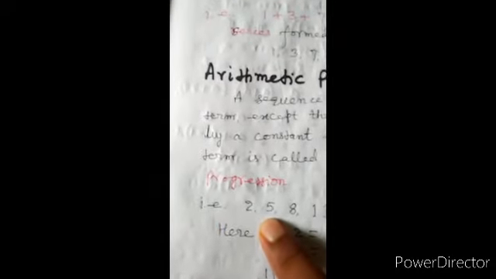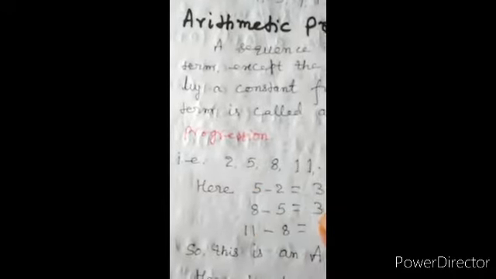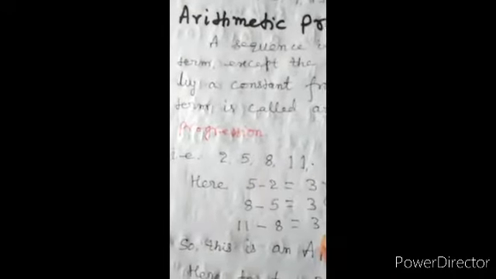Now, take an example such as 2, 5, 8, 11. These are numbers arranged in a pattern. Here, 5 minus 2 is 3, 8 minus 5 is 3, 11 minus 8 is also 3. This is a constant. This constant is called the common difference. So this is an AP. All these numbers are forming an AP.